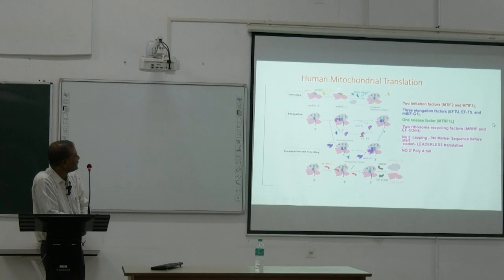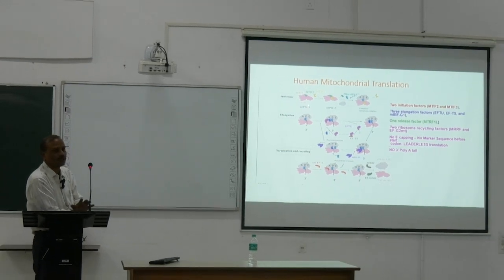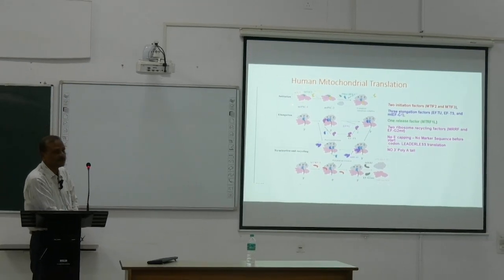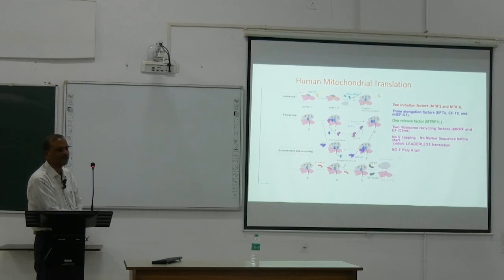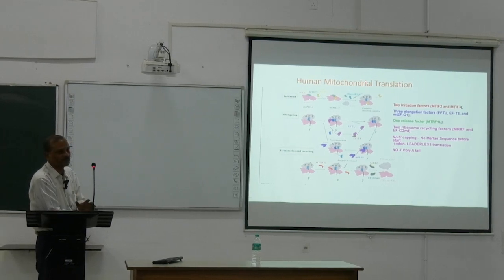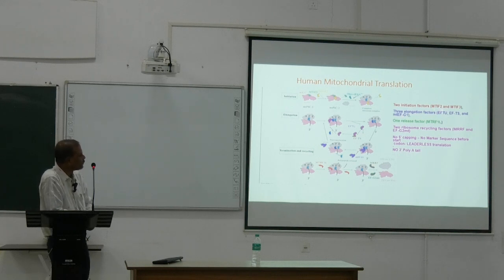Human mitochondrial translation is almost the same as in prokaryotes and eukaryotes. There is initiation, elongation, termination, and then recycling. The same phases occur in both eukaryotes and prokaryotes. Only there are several differences. There are two initiation factors, mitochondrial initiation factor 2 and initiation factor 3, not three as in prokaryotes and 12 in eukaryotes. And there are three elongation factors, one release factor and two ribosome recycling factors.